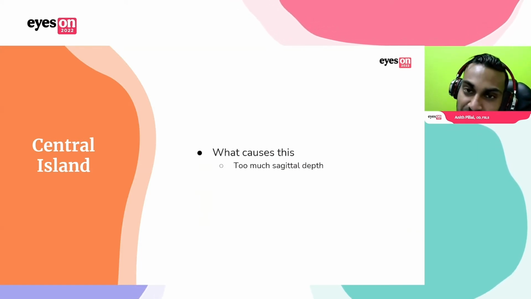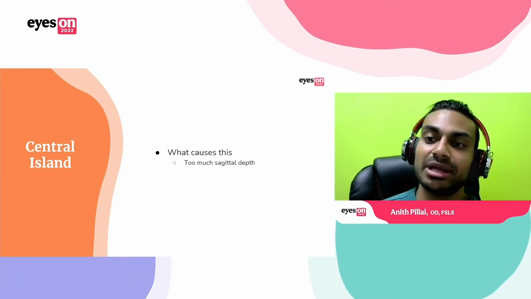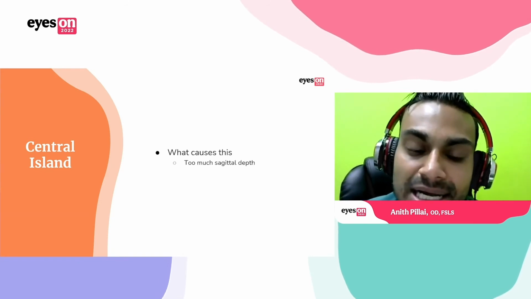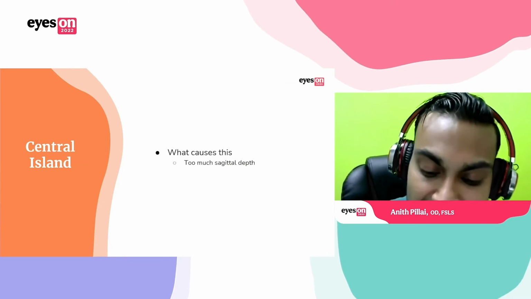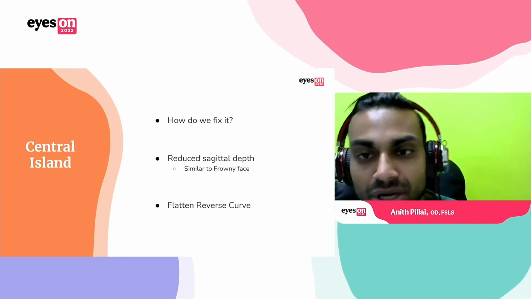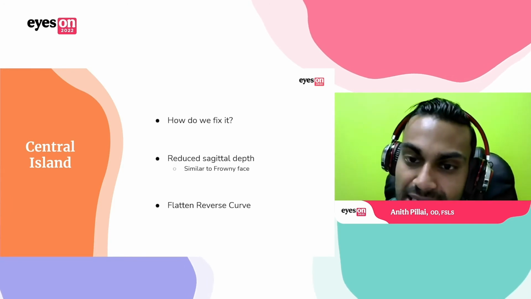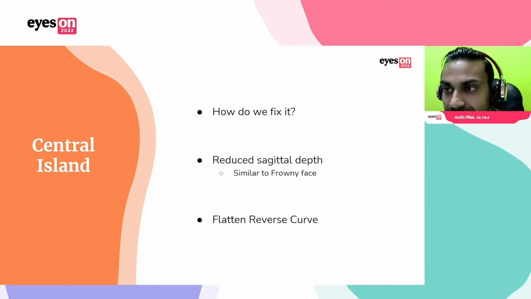What causes the central island is too much sagittal depth. This is lifting up too much, and that's causing that central epithelium to sink in and cause that central island right in the center and cause those visual issues. There's too much sagittal depth when you have a central island. So to fix it, again, we reduce the sagittal depth. This is very similar to the frowny face design topography. So we flatten the reverse curve.